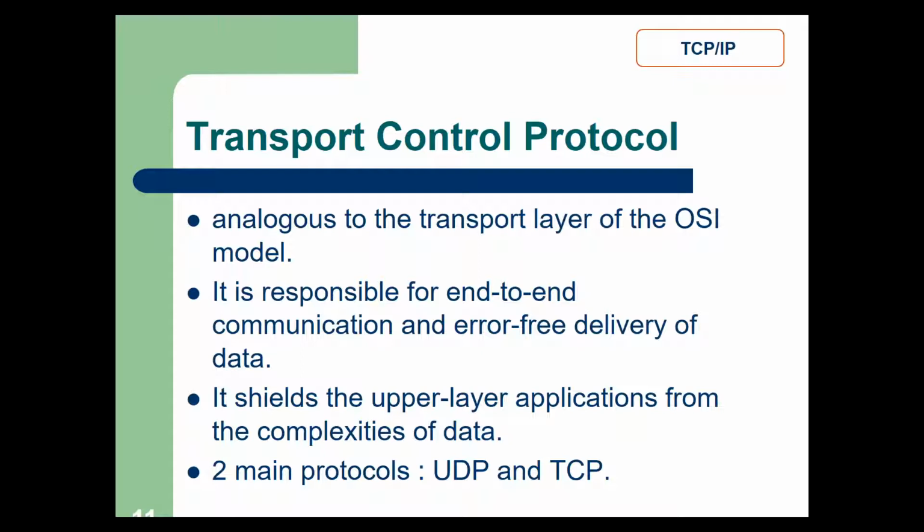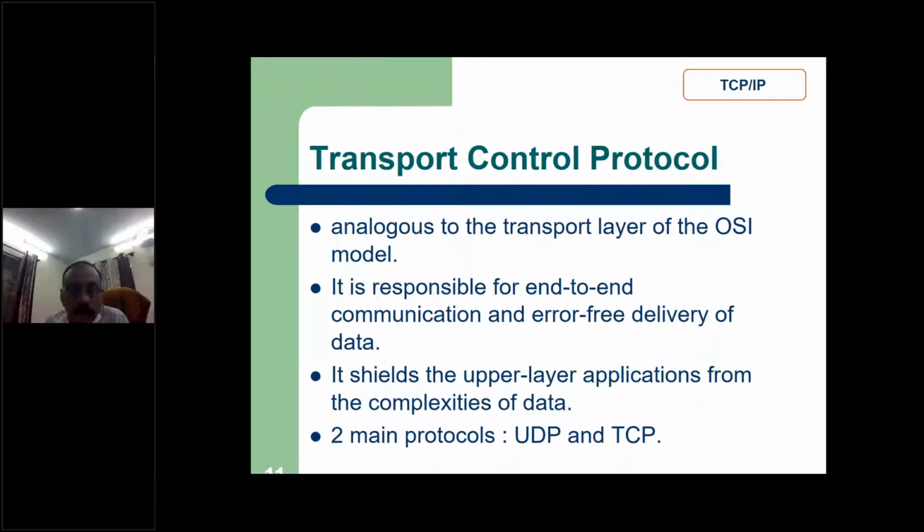It is analogous to the transport layer of the OSI model. It is responsible for end-to-end communication and error-free delivery. These are the only things it does. It guarantees that data received from, for example, Skype, will go to Skype itself, so there is end-to-end delivery. The data goes only to the application it came from, and the data should be error free as much as possible.